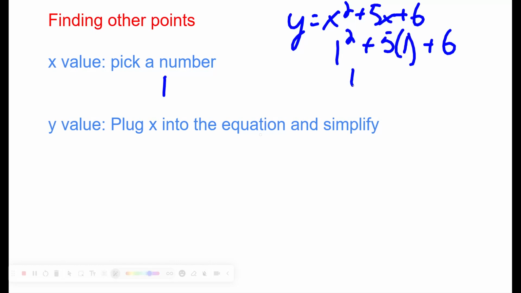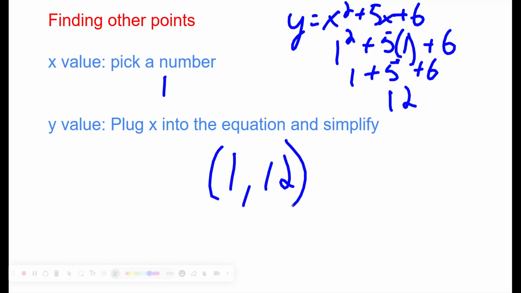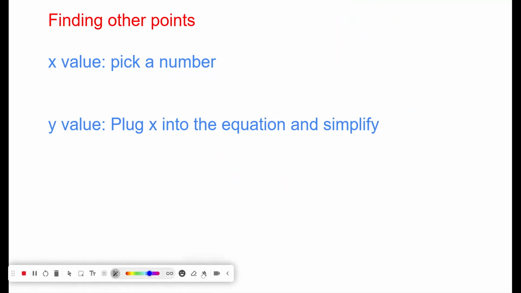1 squared is 1. 5 times 1 is 5. 1 plus 5 plus 6 equals 12. So I have plotted another point on my quadratic equation graph, (1, 12). All right, so that's how you do all those things. Make sure you get those down in your notes.